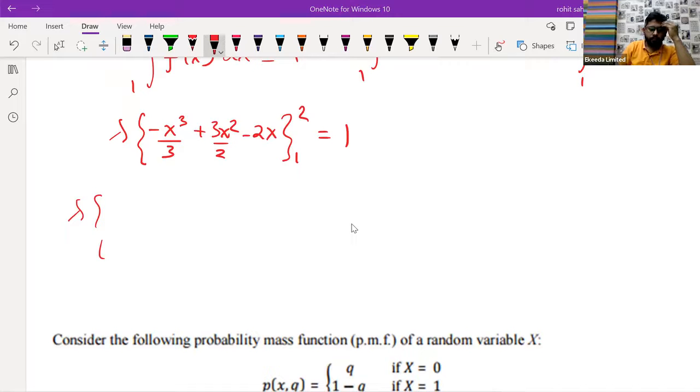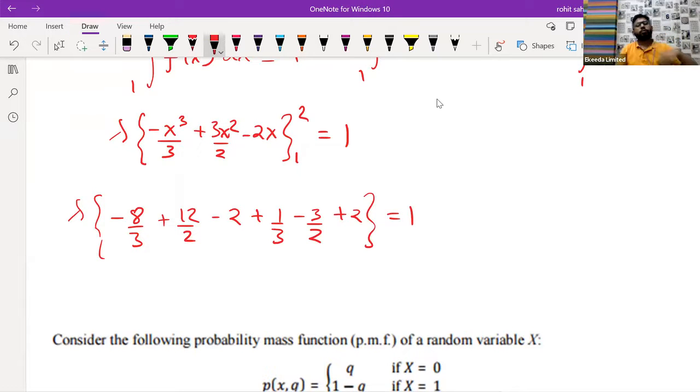Six is correct, thank you. So it is minus 8 by 3 plus 4 and 12 by 2 minus 2, minus of minus, so plus 1 by 3 minus of 3 by 2, minus and minus, so plus 2, equal to 1. So make all this common. I made a mistake last time, I wrote minus 2 and for 2 it should be minus 4. Like this, 4, 3, 12 by 2. Fine.